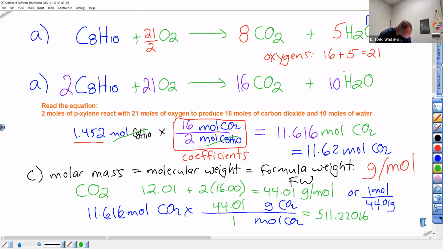511.22016. And that's grams CO2. Why grams CO2? Because mole CO2 is gone. And I need 3 sig figs. We're going to go with 511, right? Because my 11 point, oh, we got 4 sig figs. Yeah, 4. All right. 511.2. Circling answers. Good.